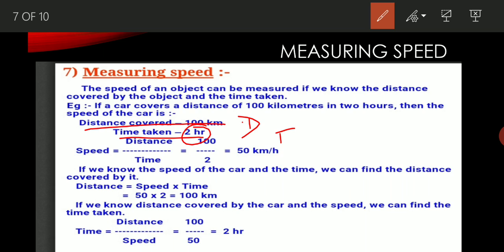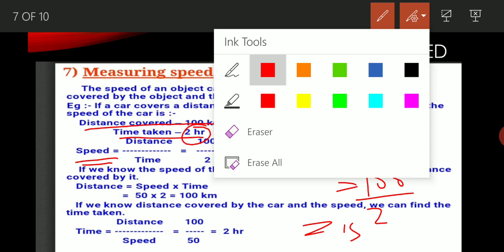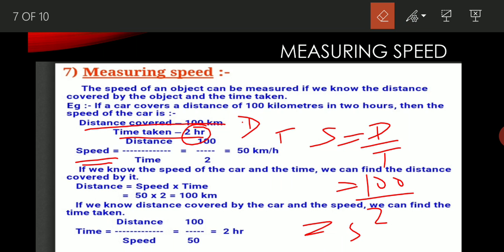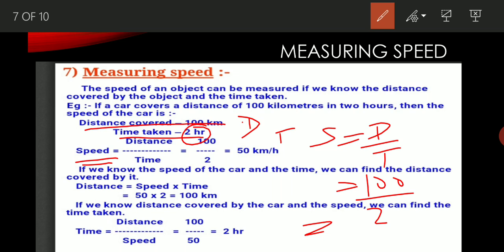Now, if you have to calculate speed, what is the formula of speed? Speed is equal to distance upon time. Distance is given here, 100 kilometer, and time is given here, 2 hours. That will be 50 kilometer per hour. This is the speed. So in this way we calculate the speed.